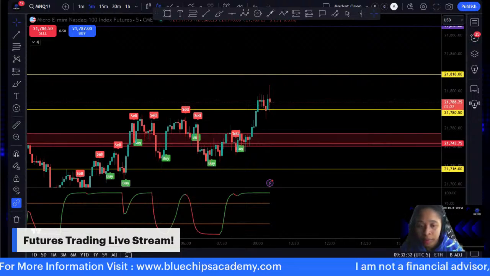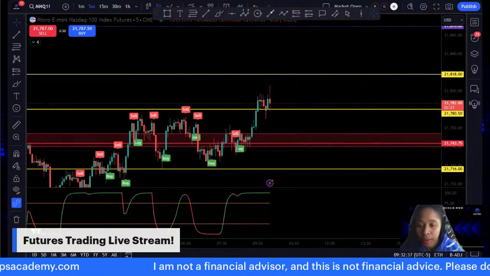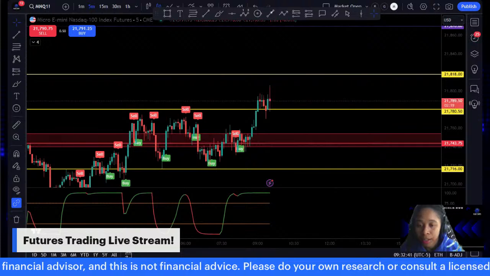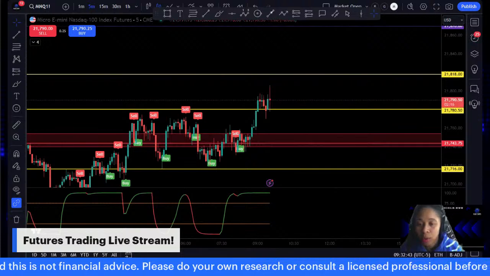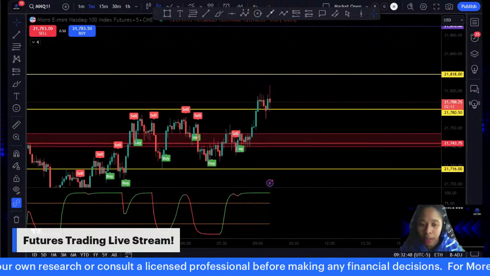Okay. If we get rejected here, we already know that we're overbought on the 5, the 15, and the 30. So we know at some point price is going to come down, but when it is going to come down is what we don't know, because price might not be finished buying.